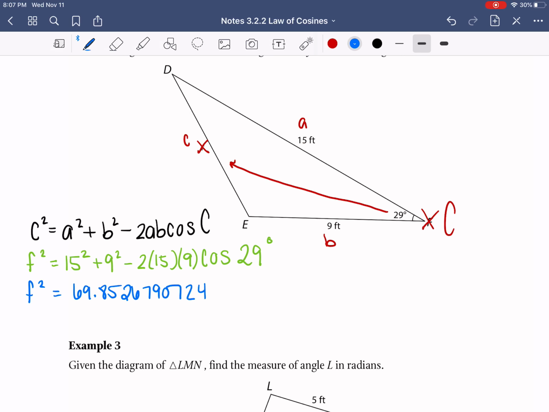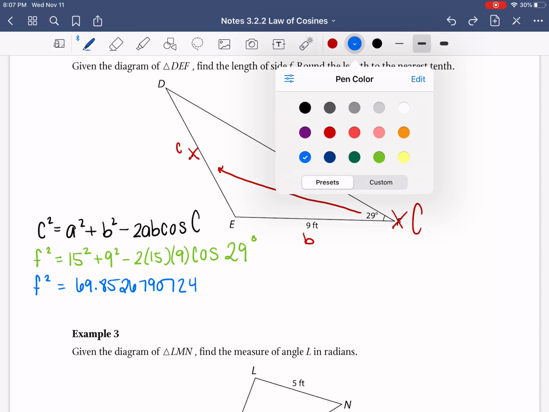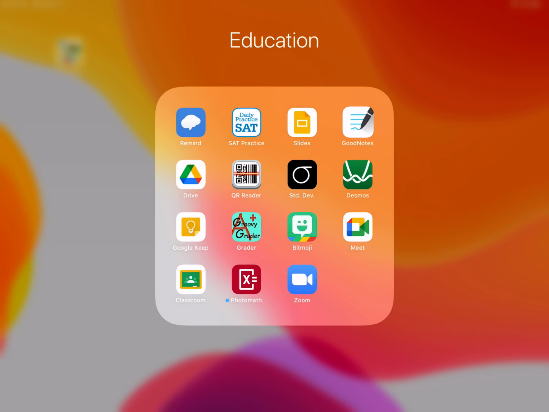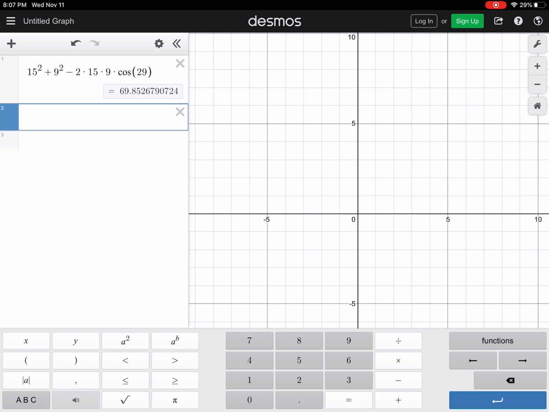That's f squared. That's this side squared. So in order to get just the side f, we need to go ahead and take the square root of both sides. That will give us our little f. That's the side we're trying to find.